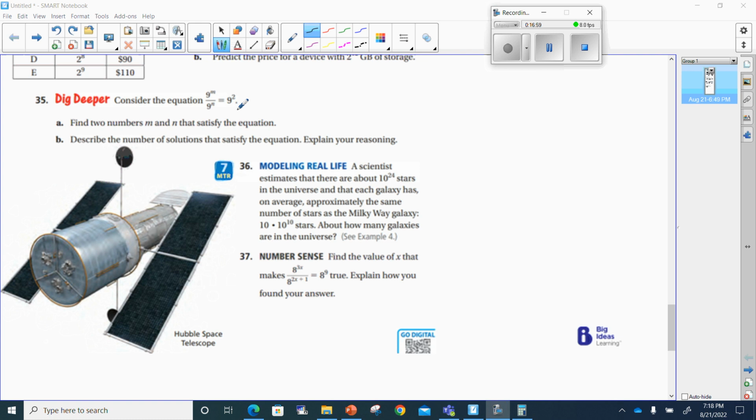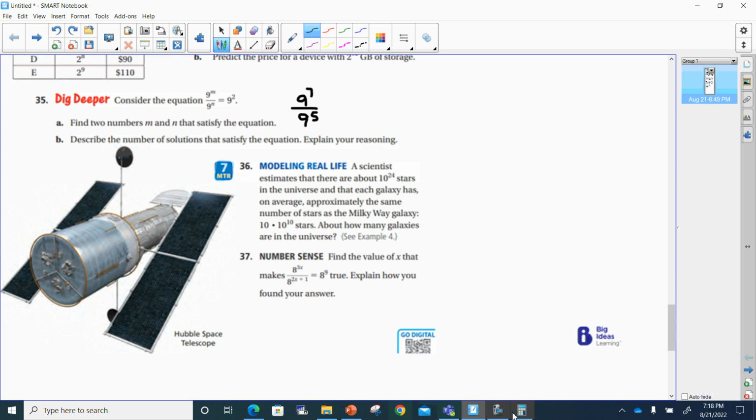All we have to do is come up with something that when I subtract from something else equals 2. So just as a sample answer here, I could have 9 to the 7th power over 9 to the 5th power, because 7 minus 5 is 2. All right. Describe the number of solutions that can satisfy the equation and explain your reasoning.